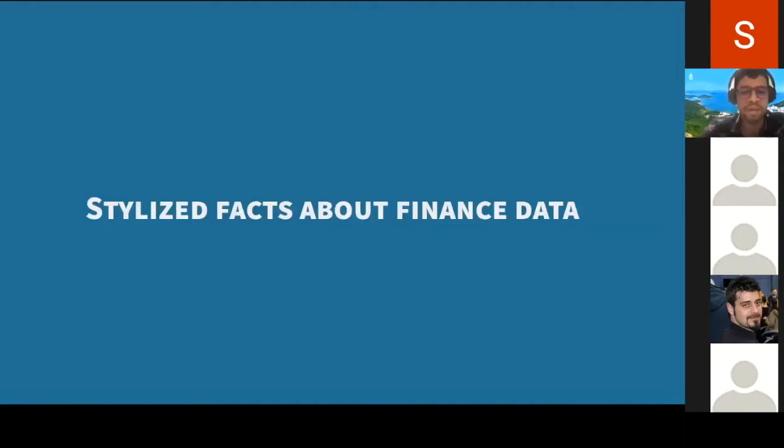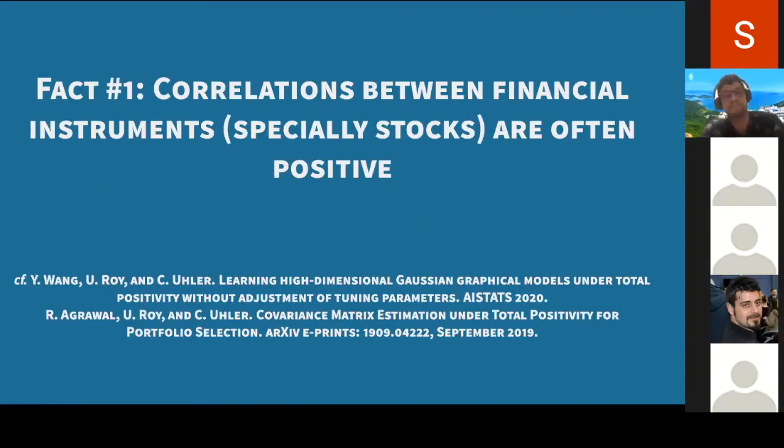There are some stylized facts about those time series, right? Some intrinsic phenomena that people have been studying all over the years. I mean, it's been maybe 20 years that people know about these things. One of them is that the correlations between financial instruments, especially stocks, are very often observed to be positive, right? And here I've listed two papers that take advantage of this fact.